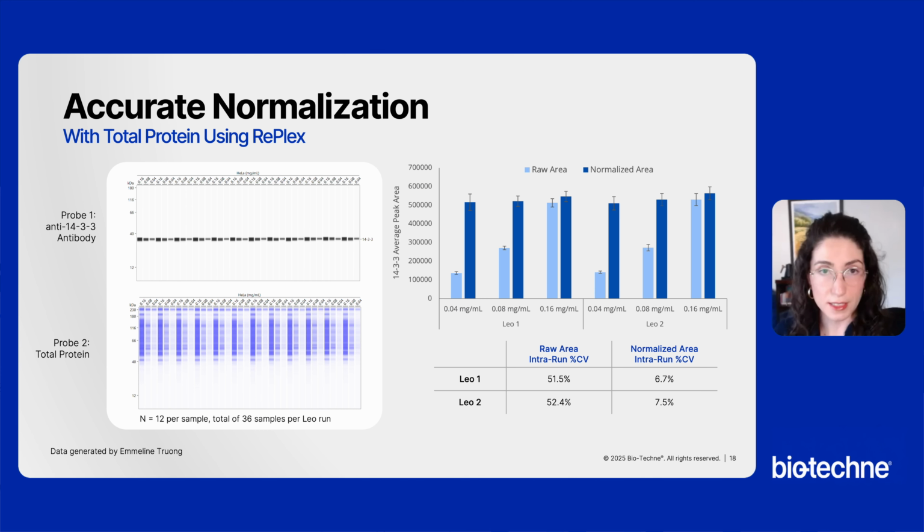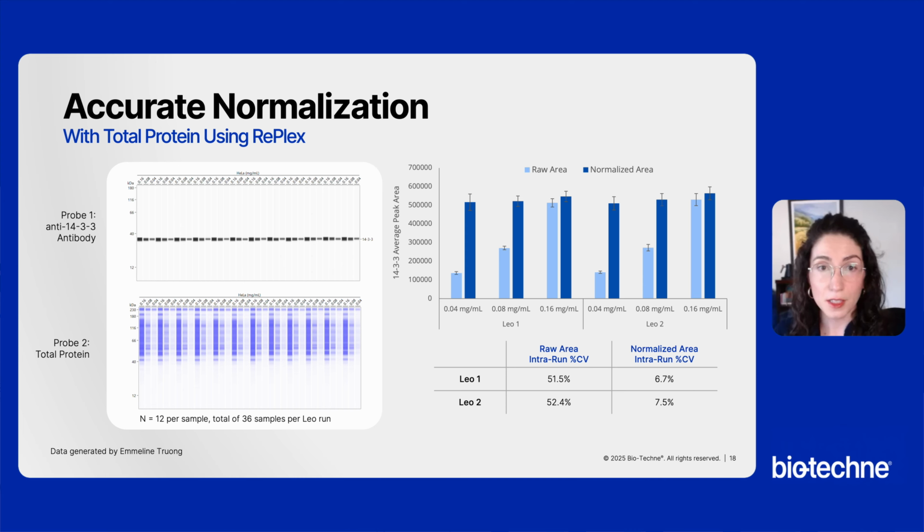With precision established, the next step was to demonstrate accurate normalization. We did this by running a titration series and recovering the target protein value using total protein normalization. With replex, endogenous 14-3-3 protein expression was measured in samples ranging from 0.04 to 0.16 milligrams per milliliter. Looking at the lane view on the left, we can see the impact of the titration series on the black immunoassay bands, as well as on the blue total protein bands.